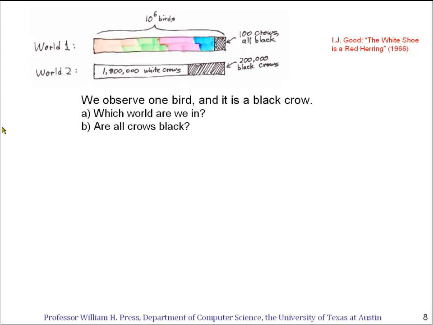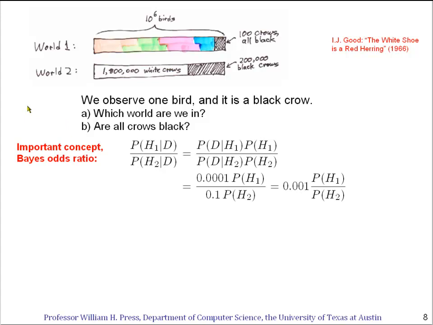We observe one bird, and it is a black crow. And we want to ask two questions: which world do we live in, and are all crows black? Of course, we're not going to get definitive answers from observing one bird, but let's see from a Bayesian perspective what kind of inferences we can make from this observation of one bird at random as a black crow.